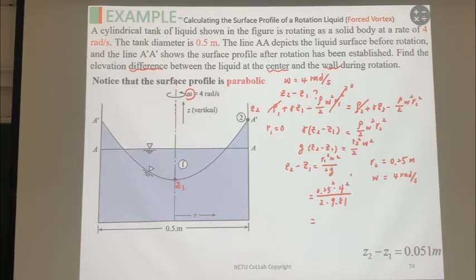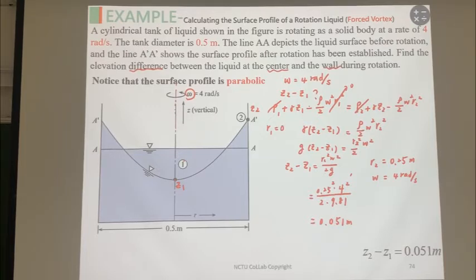So 0.25 square, multiply the 4 square is 16, and divided by 2 and divided by 9.81. So the answer is equal to 0.051 meters.